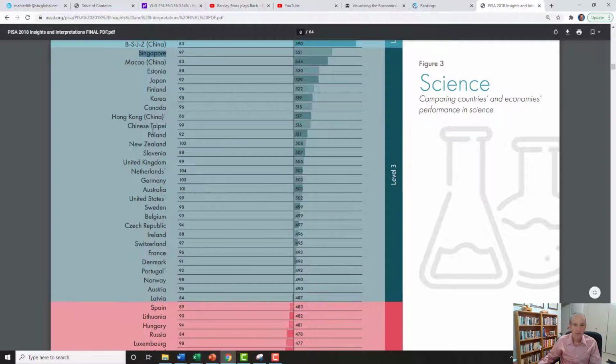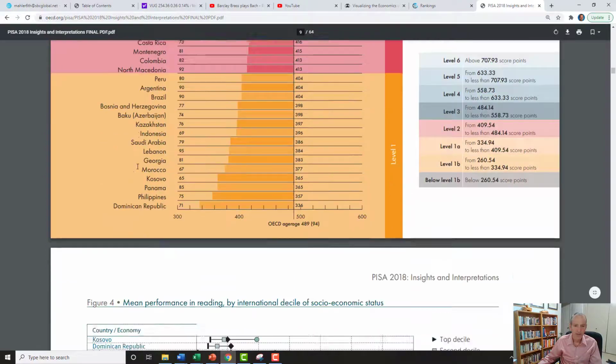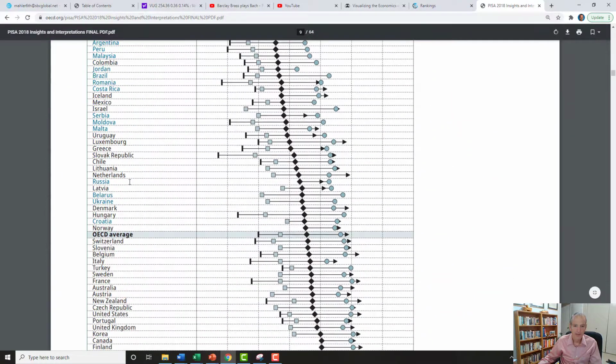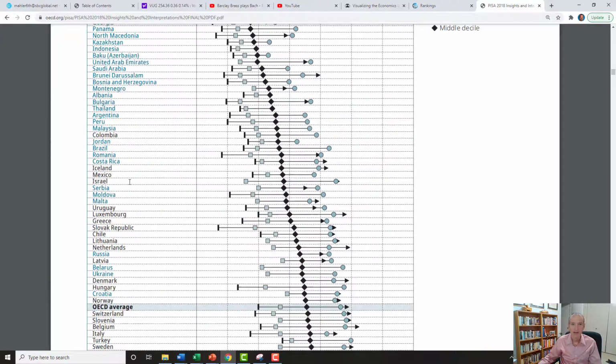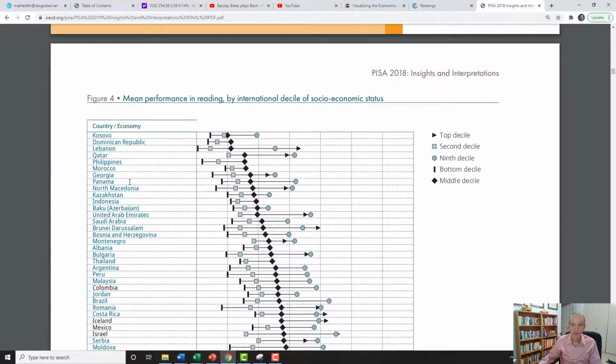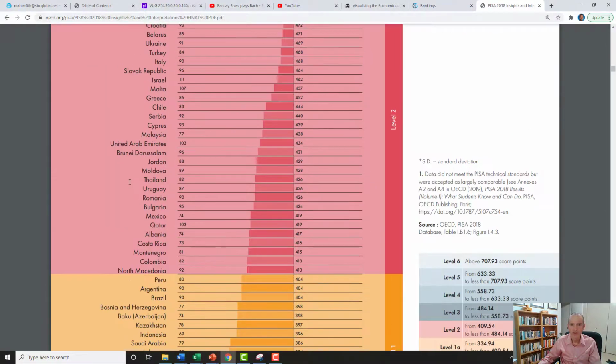So interesting. This might be an interesting report to read. I've never read through the whole thing. You might be interested. There could obviously be some debate about just how the exams are structured and who teaches to the exams and those type of things.